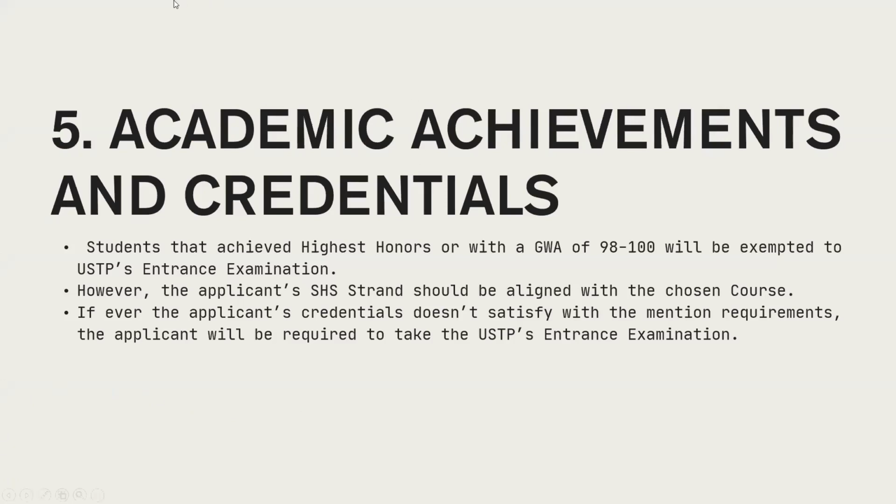Checking academic achievements and credentials of the students. Students who achieved the highest honors or a general weighted average of 98 to 100% will be exempted from USTP's entrance examination. However, the applicant's senior high school strand should be aligned with the chosen course. If the applicant's credentials do not satisfy the mentioned requirements, the applicant will be required to take the USTP's entrance examination.